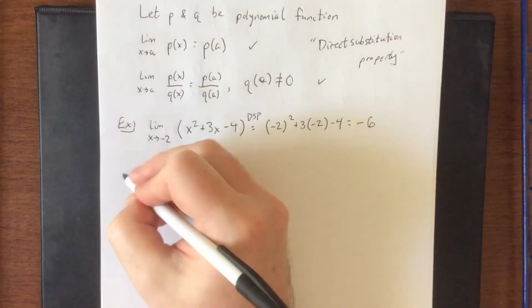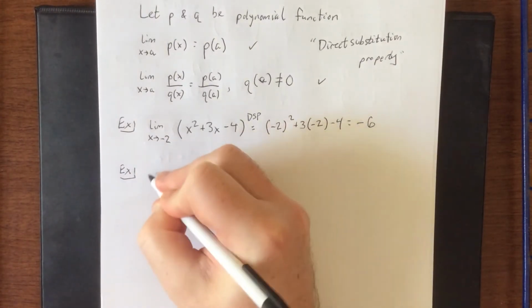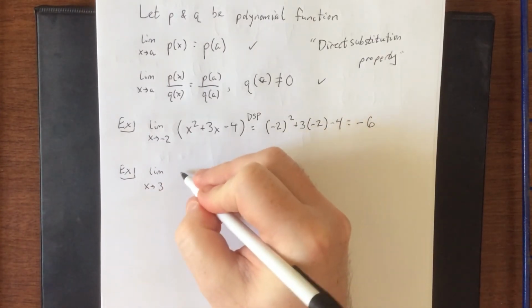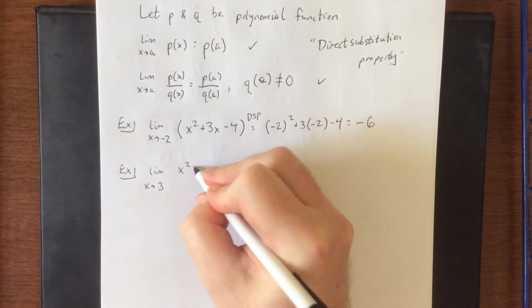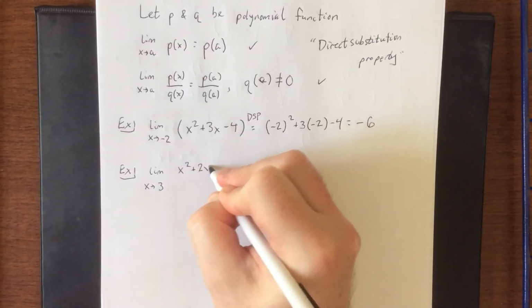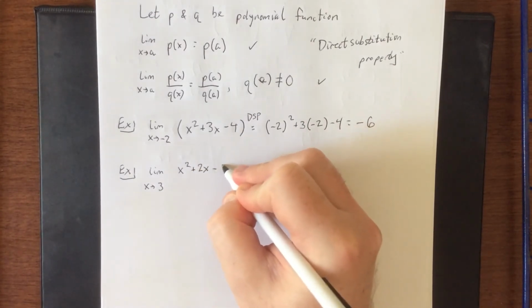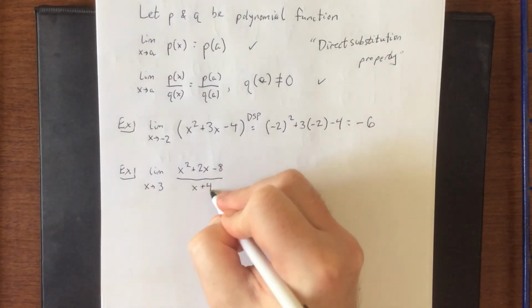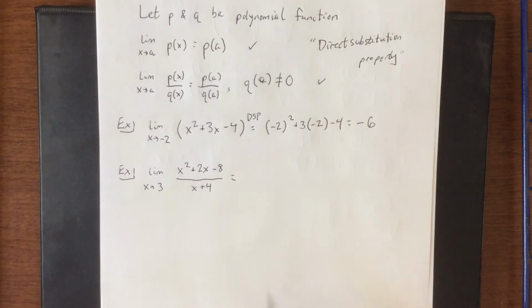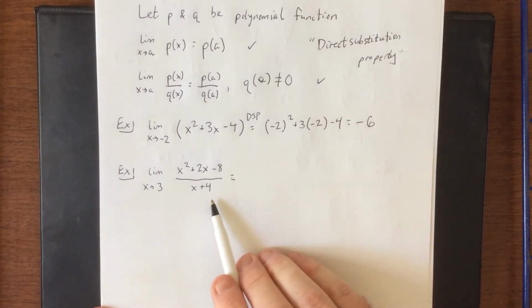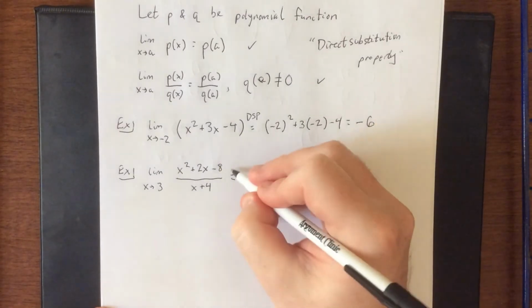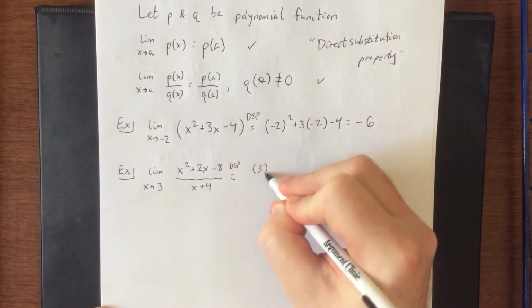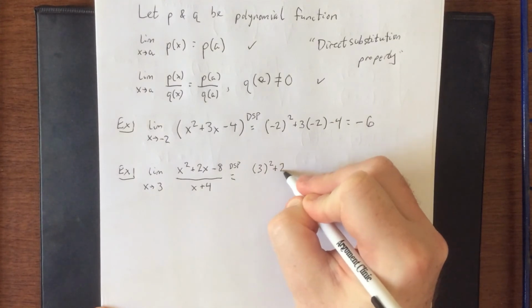Additionally, this will work for rational functions as well. If I say take the limit as x approaches 3 of x squared plus 2x minus 8 and put that over x plus 4. Well, that's a polynomial function divided by a polynomial function. That's the definition of a rational function. Try the direct substitution property. If it works, great, we're done.